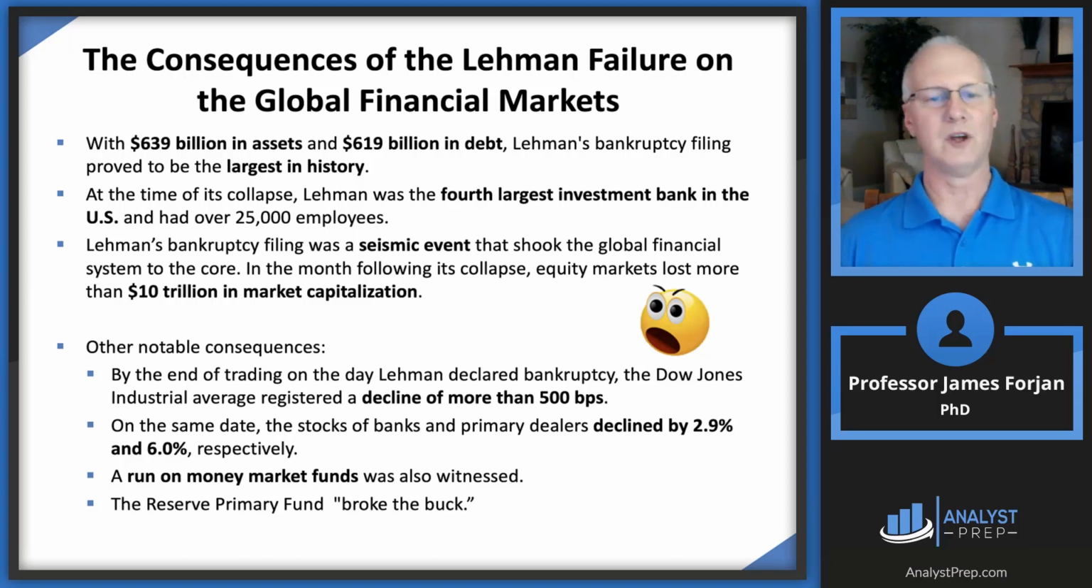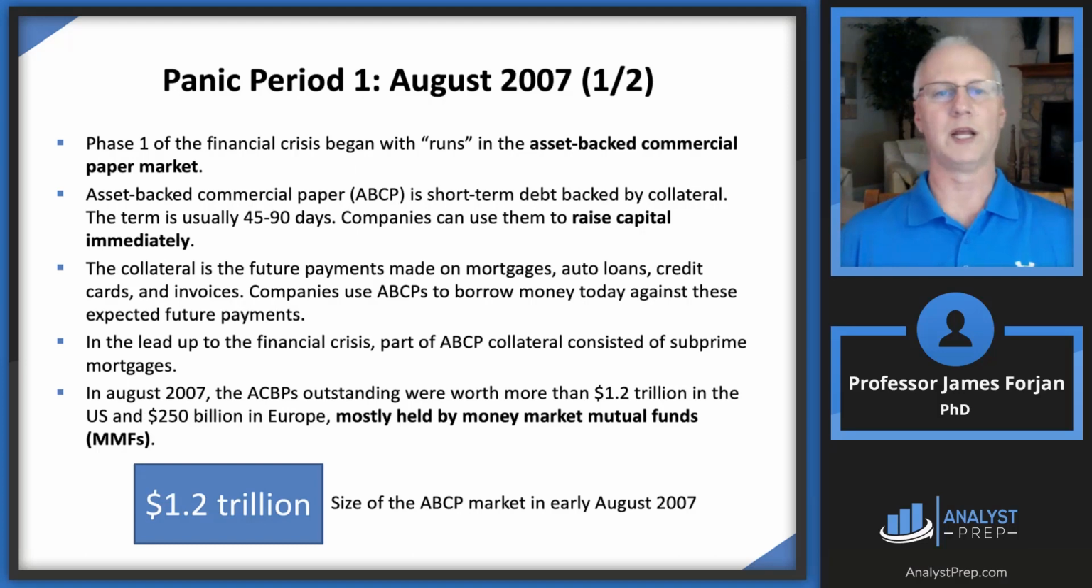All right, so the Dow Jones, of course, lost a tremendous amount. Stocks in banks and primary dealers lost lots and lots of their value. A run on money market funds was witnessed, and there's another breaking of the buck. All right, so panic period 1, August of 2007. There were runs on the asset-backed commercial paper market.